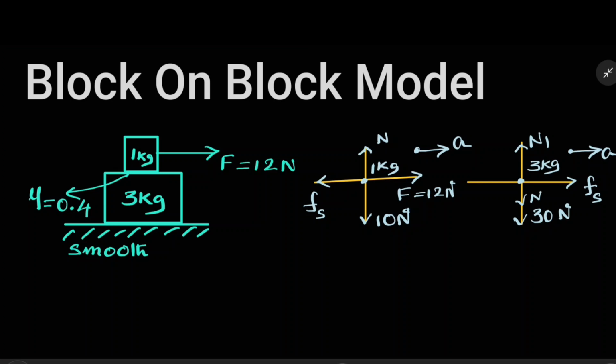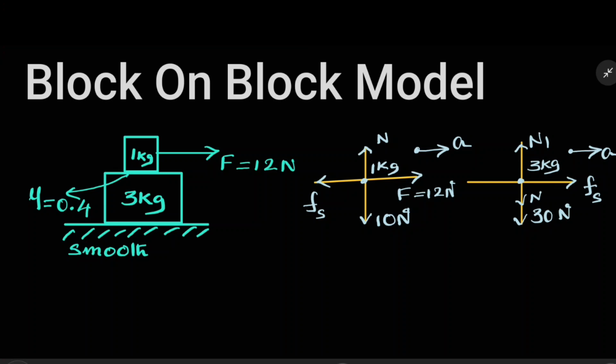As a reaction, 1 kg block is applying friction on 3 kg block in the forward direction. If you observe the free body diagram of 3 kg, the only force in the rightward direction is friction. It is friction which is taking 3 kg along with 1 kg. Because friction wants to keep the relative slipping 0, so friction is trying to take 1 kg and 3 kg together.